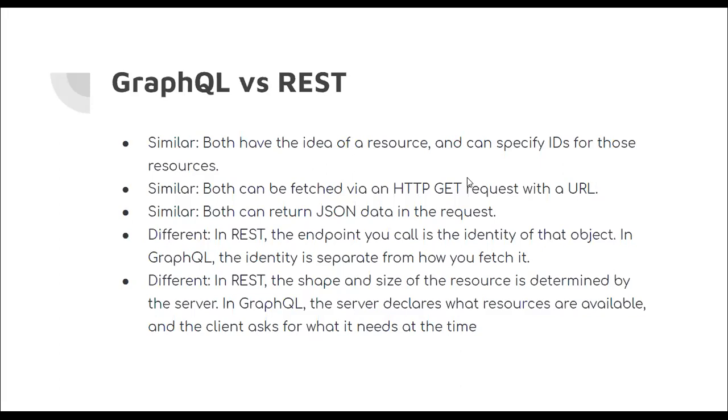Both Graph and REST can return a JSON object in the data request, and I think this is what most APIs are returning as data. Most APIs return JSON, though you can prefer XML or text or whatever data your client can consume. They're different in that in REST, the endpoint you call is the identity of that object, while in GraphQL, the identity is separate from how you fetch it.